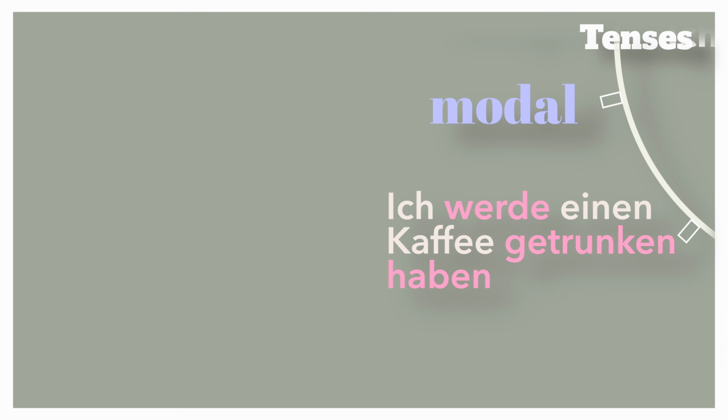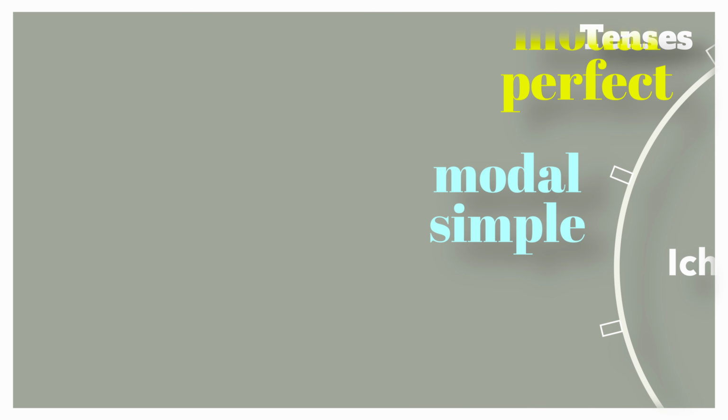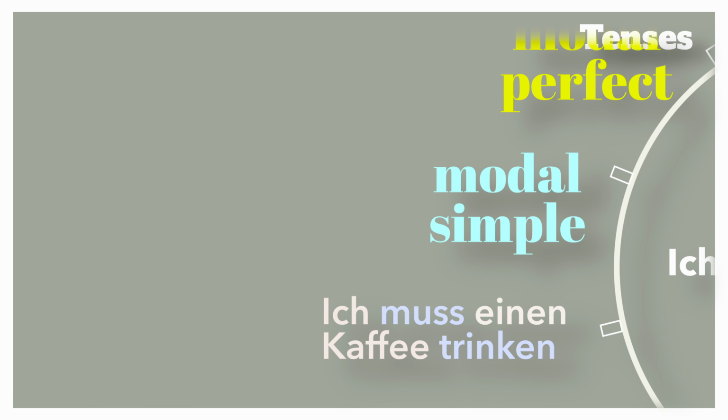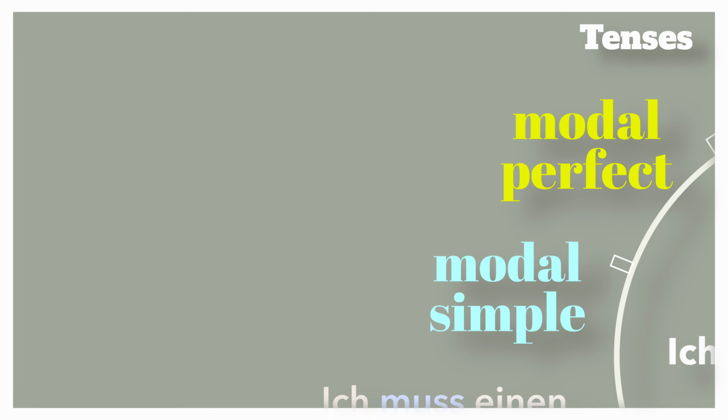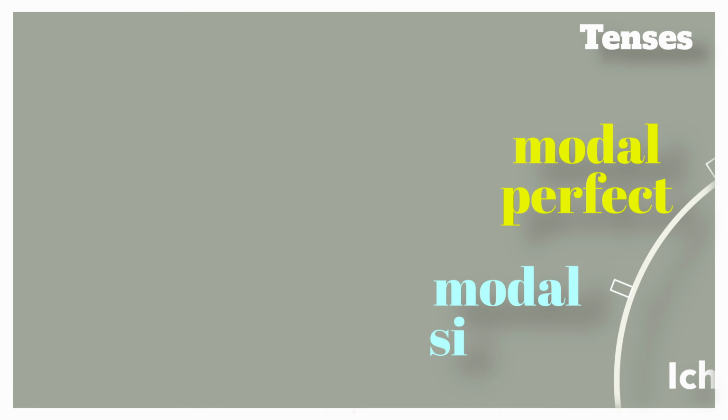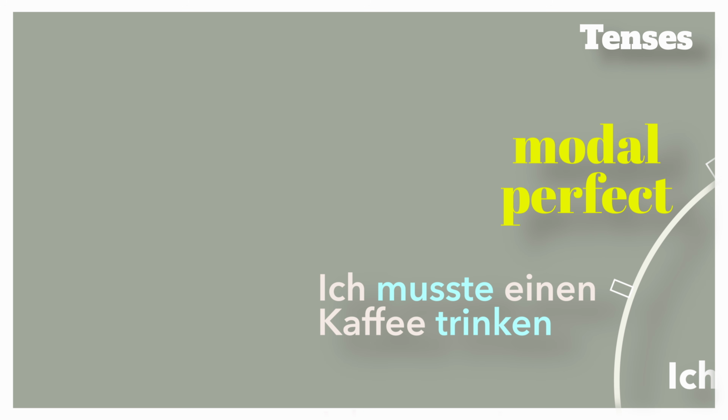Let's take a step back and add in a modal verb. Ich muss einen Kaffee trinken. I have to have a coffee. Let's keep going, putting this into the simple past. Ich musste einen Kaffee trinken.